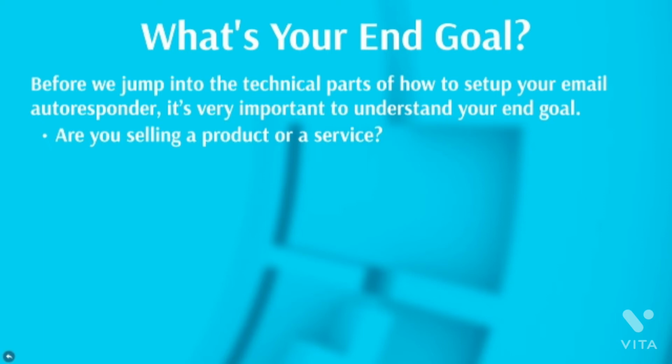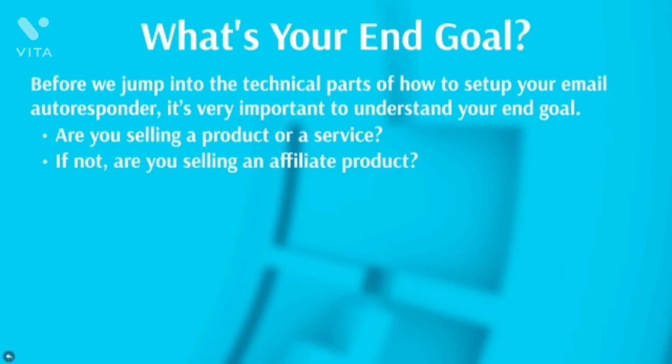So what I want you to do is, I'm going to ask you a bunch of questions, and at the end of this video, I want you to pause it, take your time to jot down the answers to these questions before you move on to video number 3. So I want you to ask yourself, are you selling a product or a service? Jot that down. If not, are you selling an affiliate product? Now, if you're selling a product, obviously you could sell an affiliate product in the long run or vice versa. You really just want to get an idea of what your end goal is now, and what your future end goals could look like is fine.